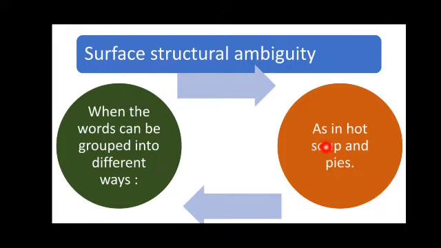When somebody says hot soup and pies, whether just the soup is hot or the soup and the pies both are hot. You can see here, hot soup and pies. So one may think that only the soup is hot while the pies are not hot. And someone may think that both are hot, right? Soup is also hot and pies are also hot, right? So this is an example of surface structural ambiguity.